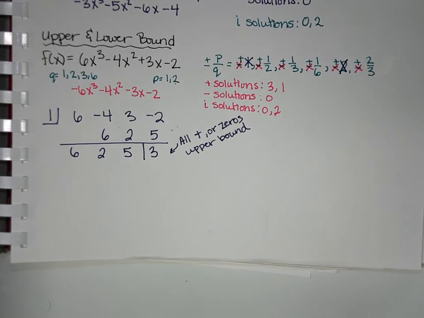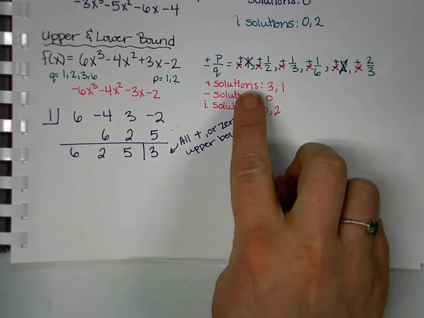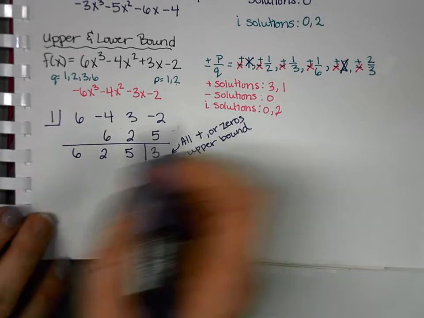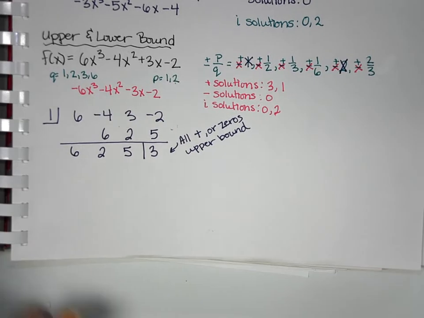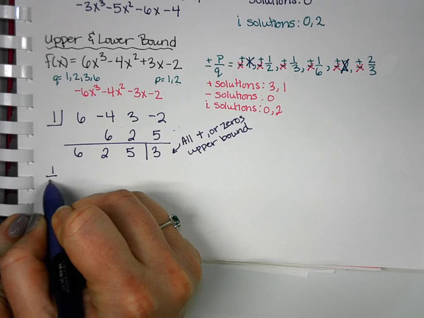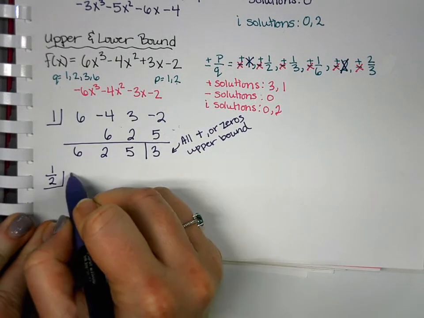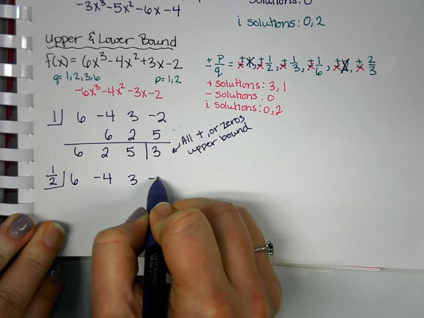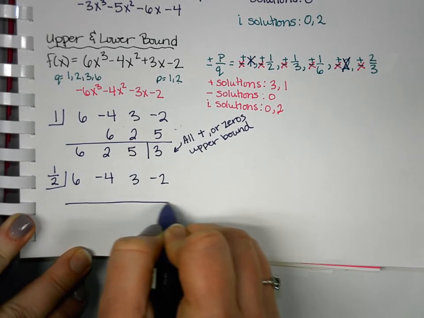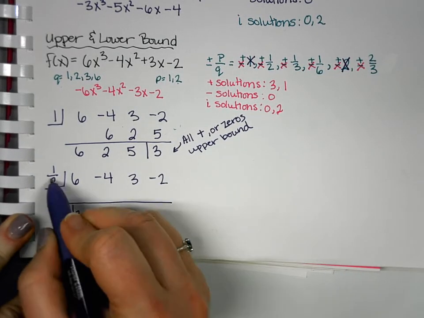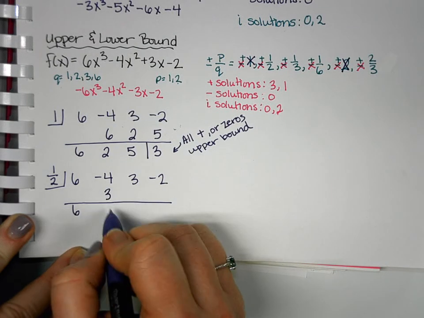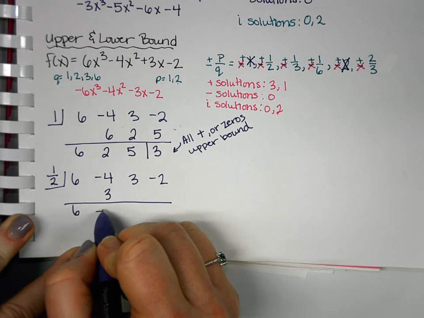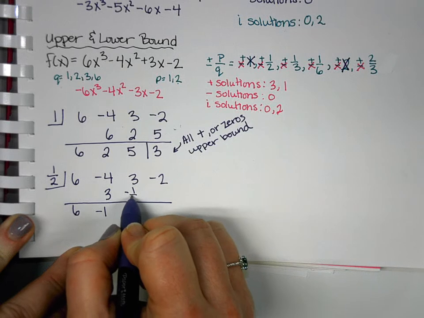So let's pick another one. We can kind of just go down the list. If we do 1/2, so 6, -4, 3, -2. Bring down the 6. 1/2 times 6 is 3. Add. This will give us -1/2.